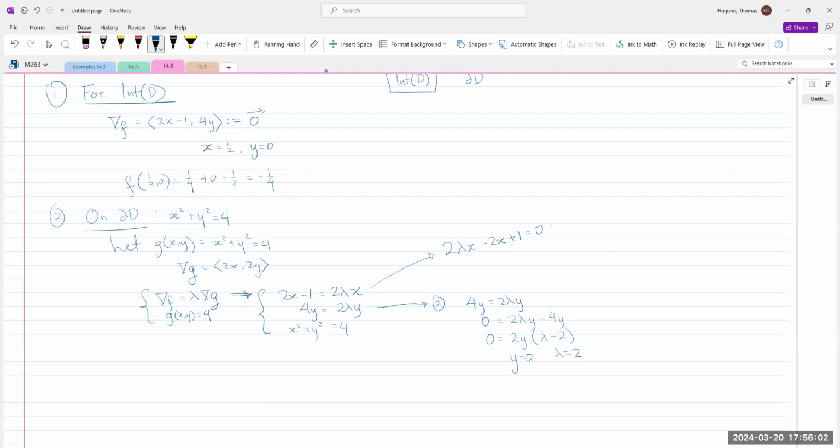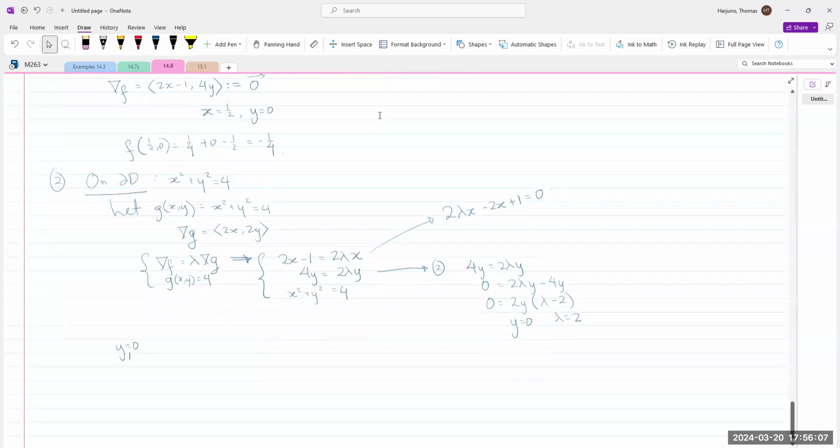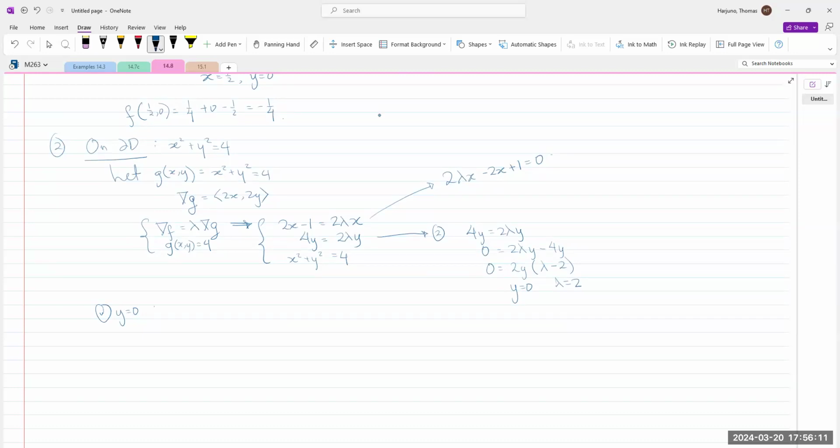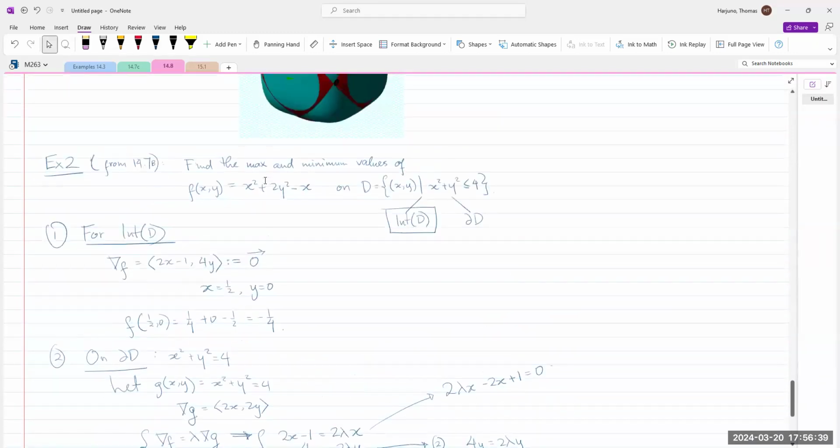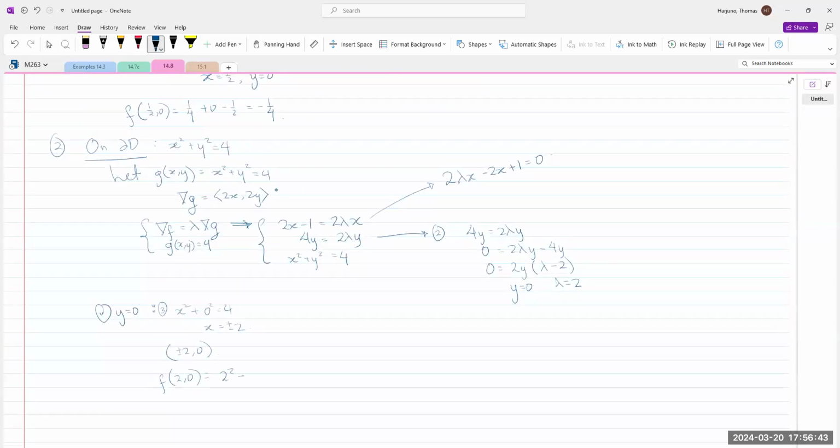Now I start with when y equals 0. Then what will my x be? I plug that into equation number 3: x squared plus 0 squared equals 4, so x equals plus or minus 2. So the coordinates are (plus or minus 2, 0). What is the value at (2, 0)? The function is x squared plus 2y squared minus x, so that's 2. At (negative 2, 0), that's negative 2 squared plus 2 times 0 squared minus negative 2, that's 4 plus 2, that's 6. That's when y equals 0.